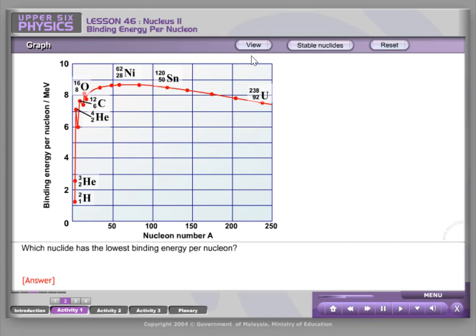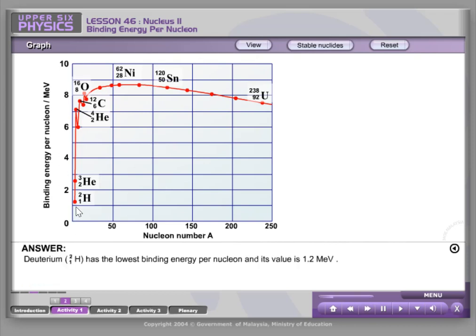Which nuclide has the lowest binding energy per nucleon? Answer: Deuterium has the lowest binding energy per nucleon and its value is 1.2 MeV.